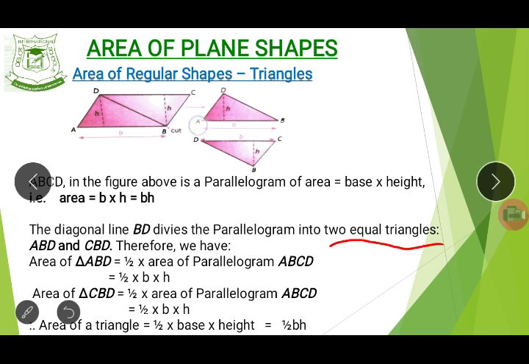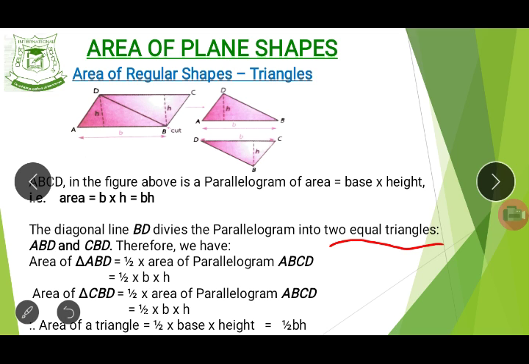You can see that both of them still carry the length of the shape of the base. Do you see that now? So this means that these two triangles, ABD and CBD, will now be half of each parallelogram. Half of each parallelogram. Do you get it now?